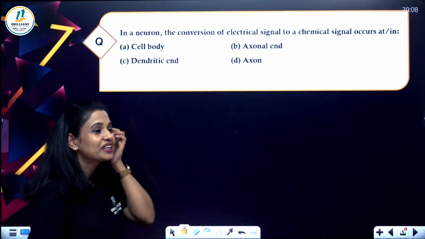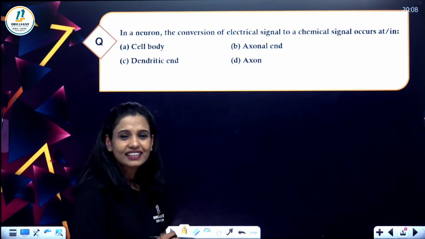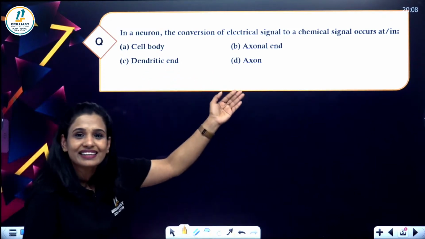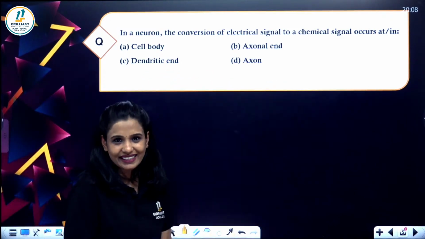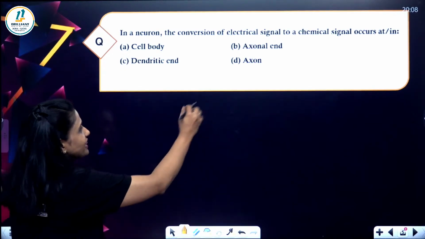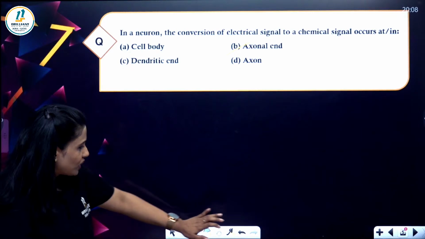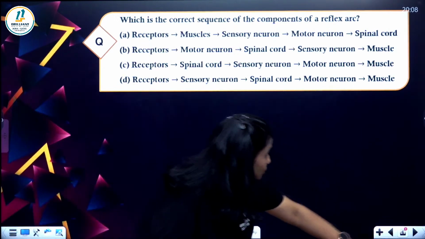Very good, very good. It is axonal end. It is axonal end where the electrical signal is converted to chemical signal. Very good. All are commenting the correct answer. It is axonal end. Now let's see the next question.